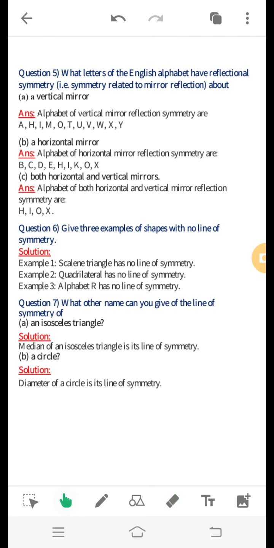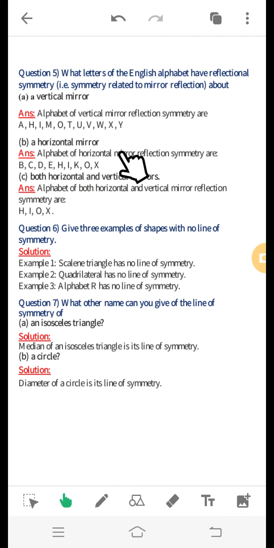In the next question, what letters of the English alphabet have reflectional symmetry? First of all, a vertical mirror. Means we have to write the alphabets which, when we divide them vertically, look the same. Just like here A, if I divide it vertically, it looks the same. Similarly for H, if I divide this, it looks the same. So the alphabets are A, H, I, M, O, T, U, V, W, X and Y.